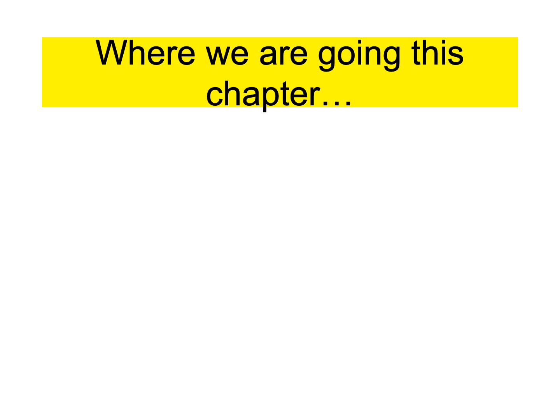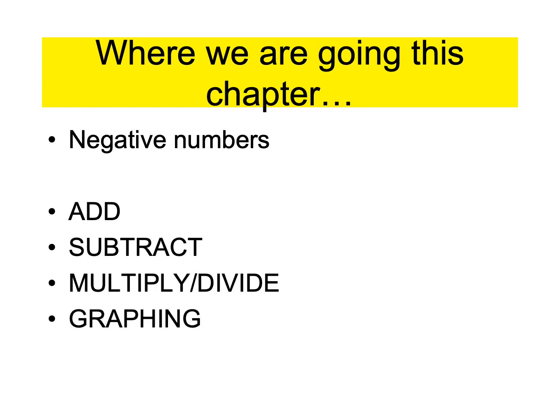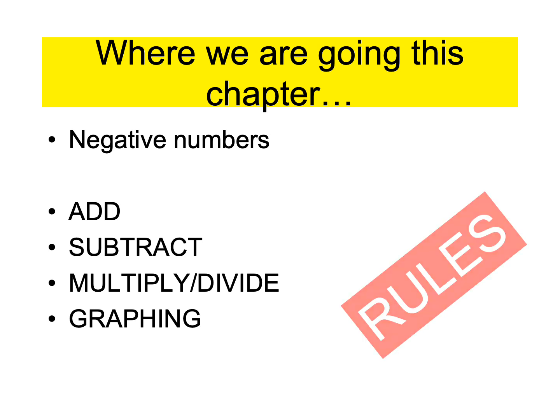So where are we going with this chapter? Well, I said the whole chapter is on negative numbers. I'm going to teach you how to add, subtract, multiply, and divide. And then we'll finish up with some graphing. All of these have rules, and they're not the same rules as adding and subtracting with positive numbers. They're different rules. Well, that's a problem because for the last 9 years or so, you've been adding and subtracting with positive numbers. You've got to relearn some rules.